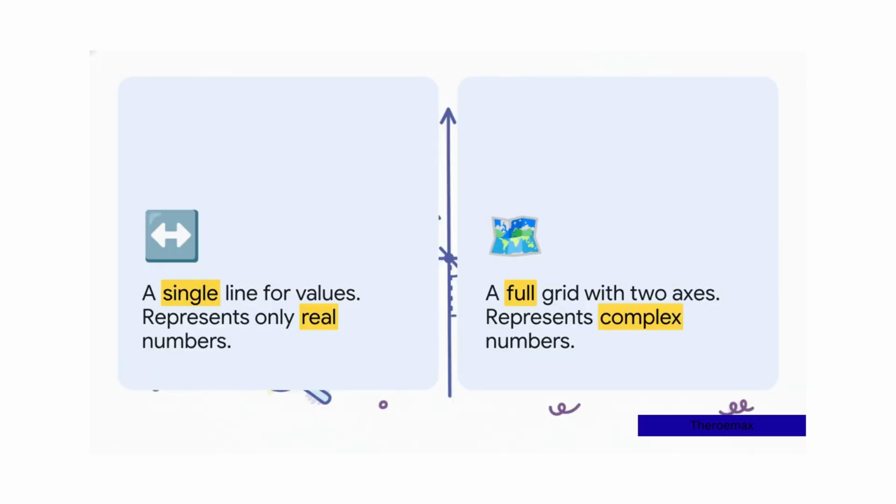You see, the really crucial jump here is from one dimension to two. That number line you know and love, it can only hold real numbers. But this number plane, it adds a whole new axis, a whole new direction. And that opens up a universe where we can finally map complex numbers.